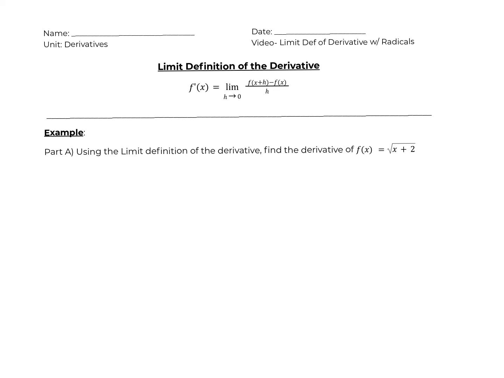Hi everyone, in today's lesson we're going to talk more about that limit definition of the derivative, but this time with radicals. So, example: using the limit definition of the derivative, find the derivative of f of x equals radical x plus 2. So we always start by writing the formula.